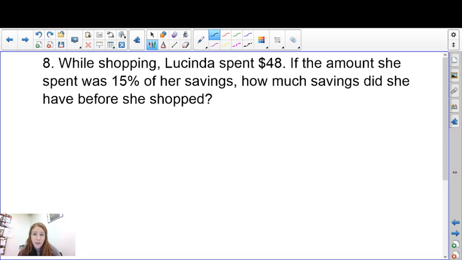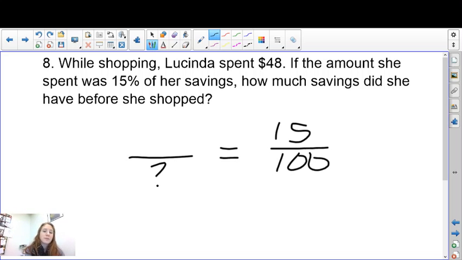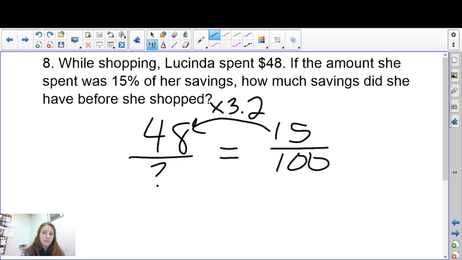While shopping, Lucinda spent $48. If the amount she spent was 15% of her savings, how much savings did she have before she shopped? So I'm looking for that total. I'm looking for that of number. So I know $48. I'm going to do method number 2 or method 1 because I know you guys like that one. Is 15% of the 100, and we want to know the bottom number. We know that 48 is the smaller part. So how can 15 get to 48? Let's see, 48 is 3.2, so I multiplied by 3.2. So therefore, 100 times 3.2.